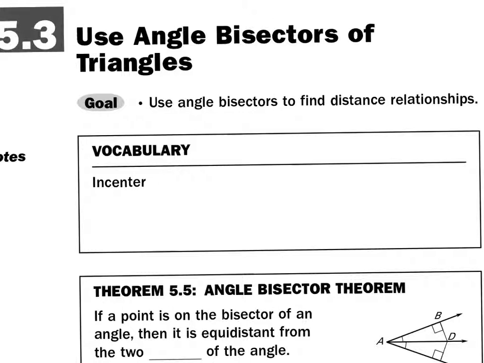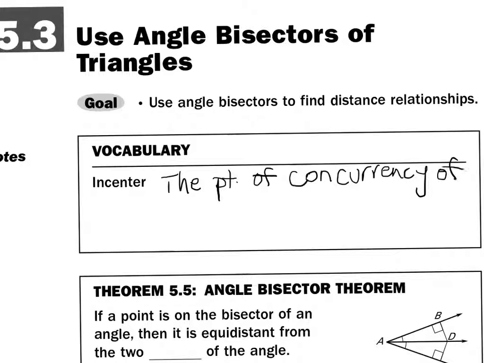Use angle bisectors to find distance relationships. Incenter. The incenter of a triangle, the point of concurrency of the three angle bisectors, is called the incenter.